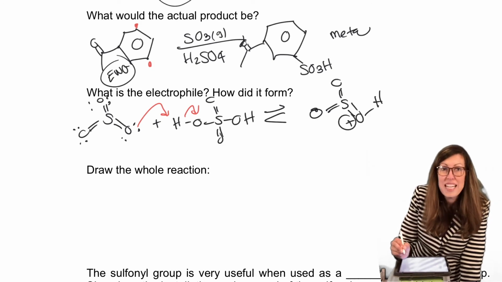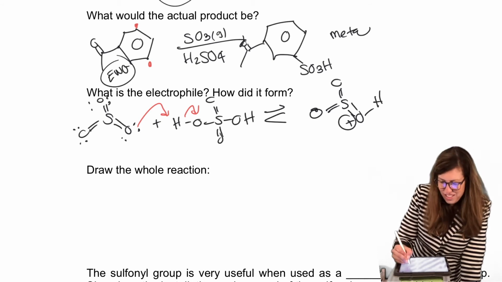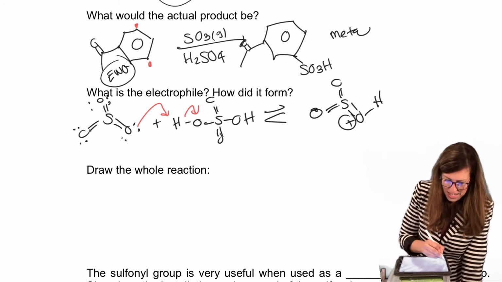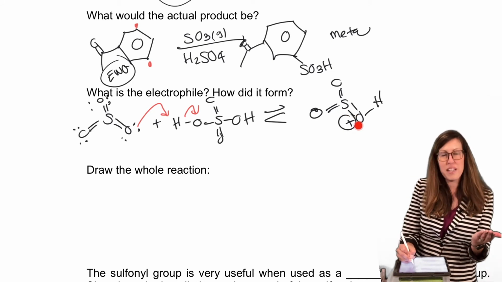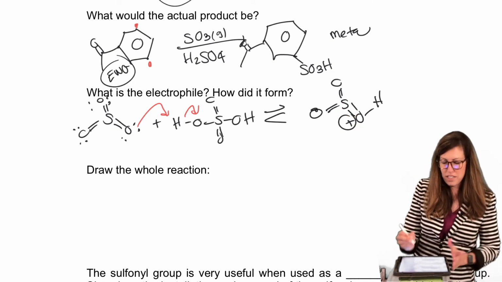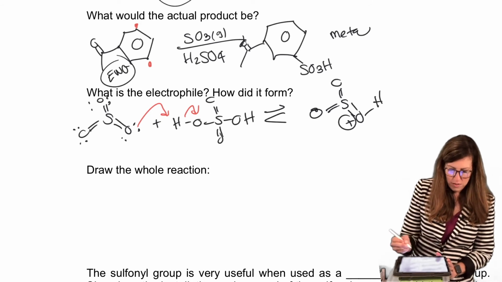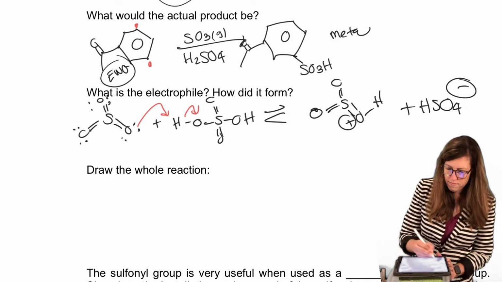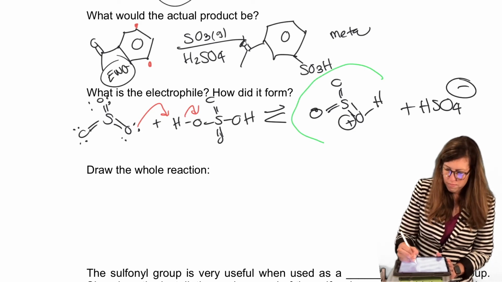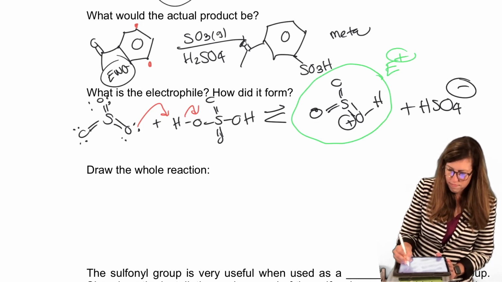There's our SO3H. Okay, so when a pi bond attacks that S, it says, thank you so much. I can give those electrons back to oxygen, and we're all happy again. So that's the driving force for that. That's our electrophile. Circle him. There's our electrophile.